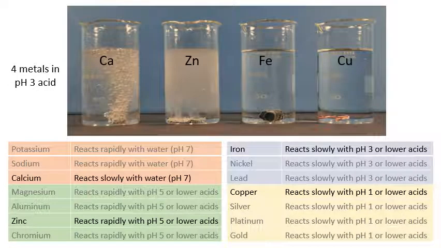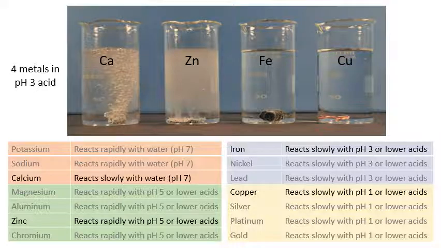And this is just showing what happens if you took 4 different metals, one from each series: the one that reacts with pH 7, one that reacts with 5, one with 3, and one with 1. What I did is I put them each into a jar of acid that has a pH of 3. So this is a pH 3 sample.